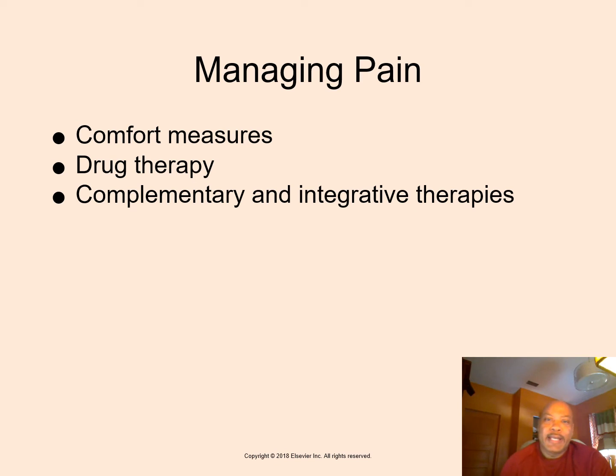All right, and so the next priority issue is pain, managing pain. What is significant here is that we are providing comfort measures. Drug therapy is also involved here, as well as complementary and integrative therapies. Now, the pain can be caused by enlarged organs that are now stretching the viscera, or they can be compressing on nerves.